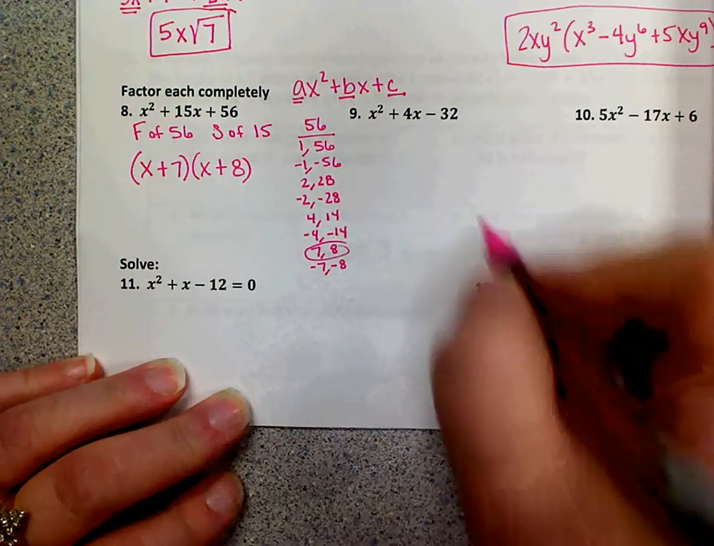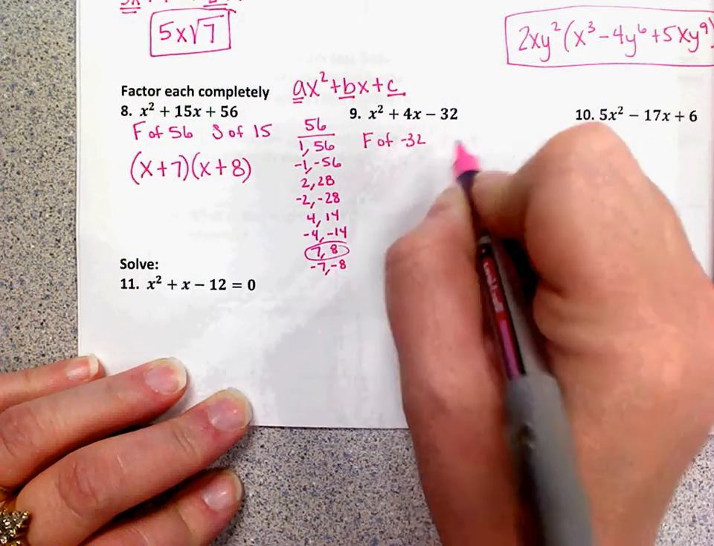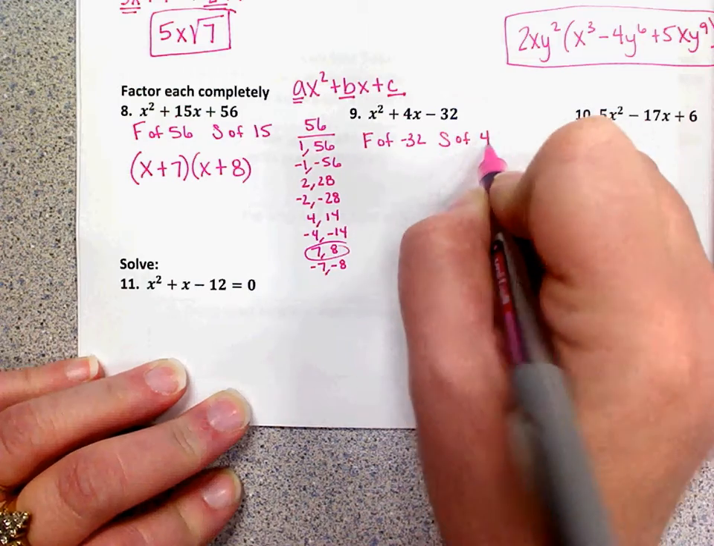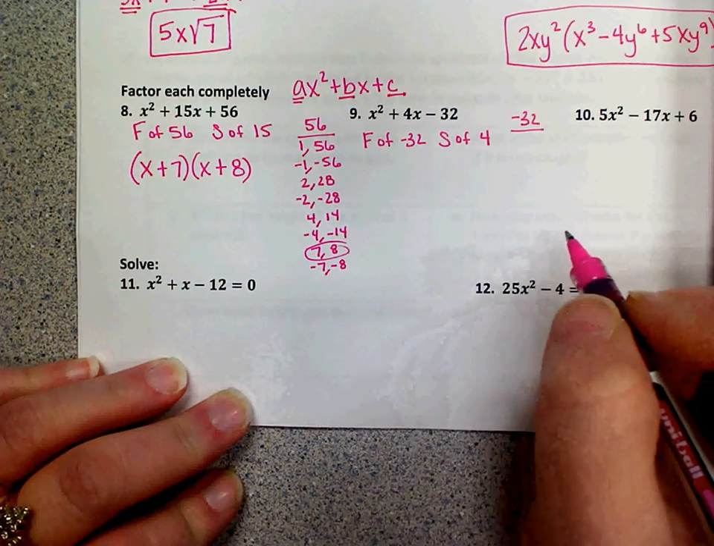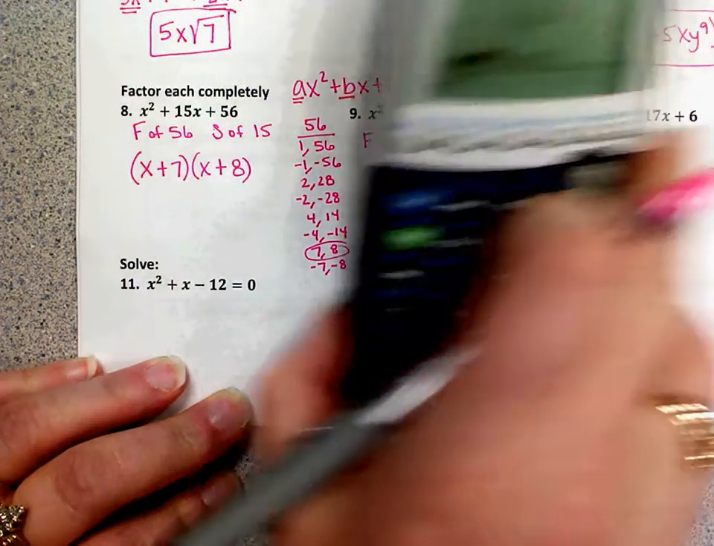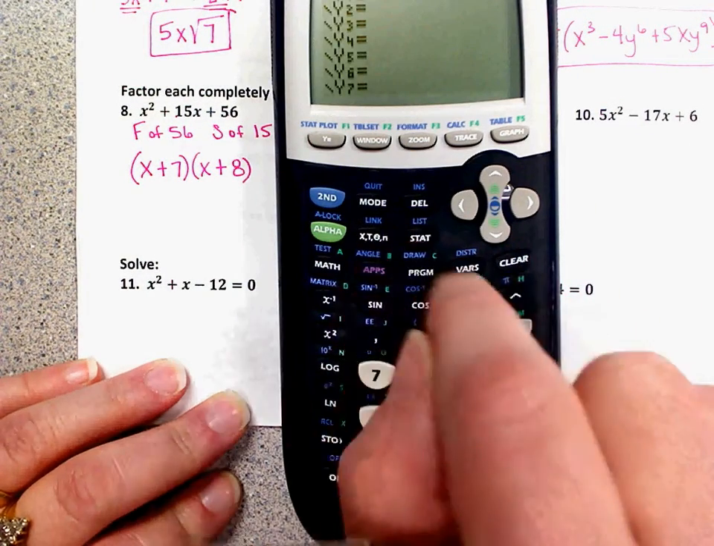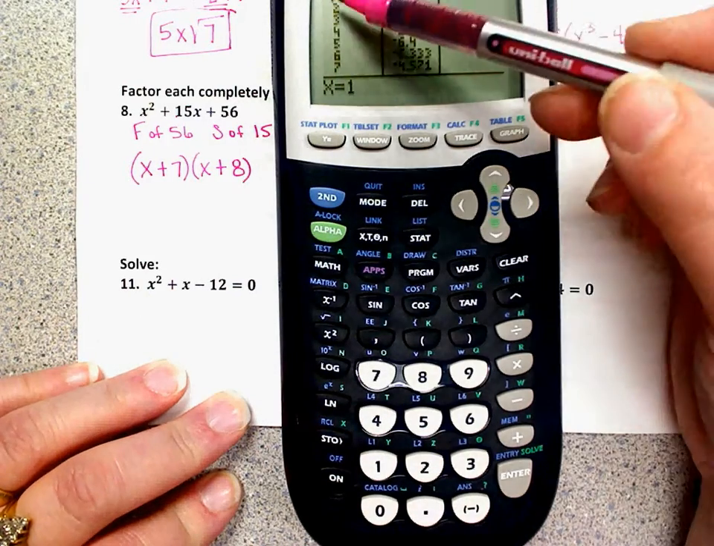So on number 9, I want factors of c. My c is negative 32. They add to get b, so a sum of 4. Now this time, since they multiply to get a negative, that means the signs have to be opposites. Again, if I wanted that in my calculator, I would just put negative 32 divided by x and look in the table. So I can see 1 and negative 32.